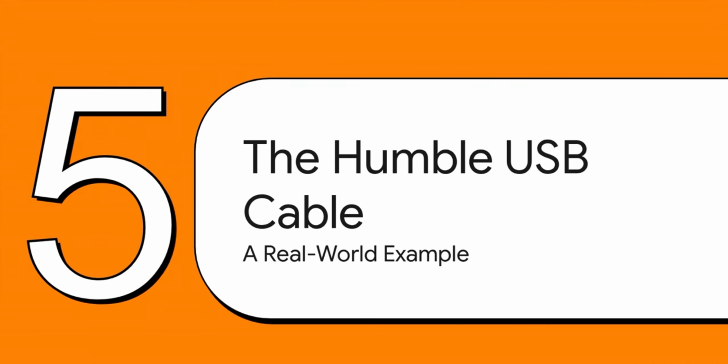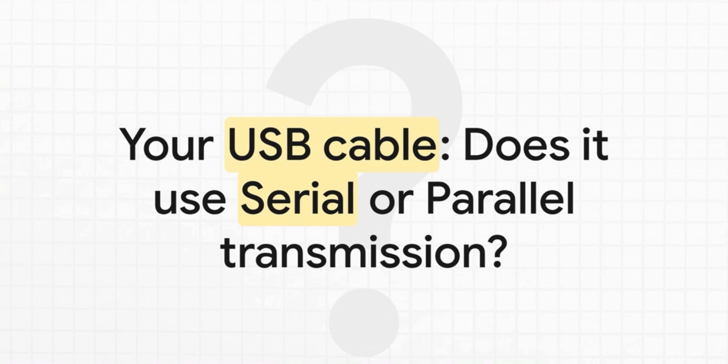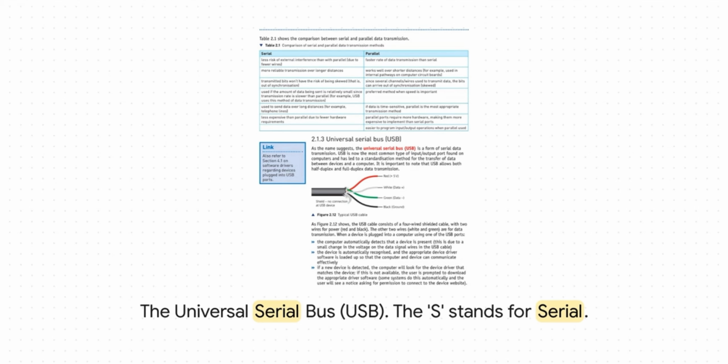So how does all this abstract theory apply to something you probably use every single day? Let's talk about the humble USB cable. Just take a look at the cable that's plugged into your keyboard or charging your phone right now. Which one do you think it is? Is it that single-lane country road or the big multi-lane superhighway? Well, the clue is right there in the name. It's the Universal Serial Bus. That S actually stands for serial.